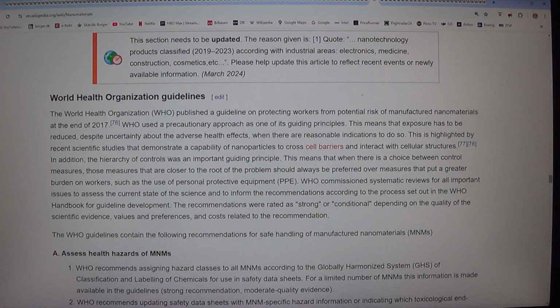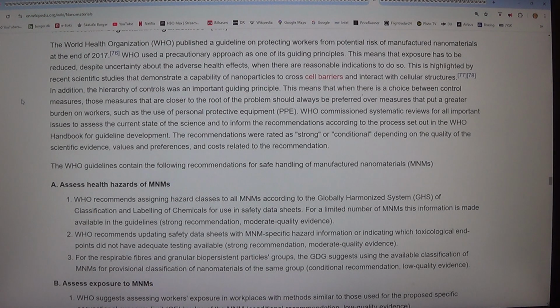March 2024. World Health Organization Guidelines. The World Health Organization, WHO, published a guideline on protecting workers from potential risk of manufactured nanomaterials at the end of 2017. WHO used a precautionary approach as one of its guiding principles. This means that exposure has to be reduced, despite uncertainty about the adverse health effects, when there are reasonable indications to do so. This is highlighted by recent scientific studies that demonstrate a capability of nanoparticles to cross cell barriers and interact with cellular structures.